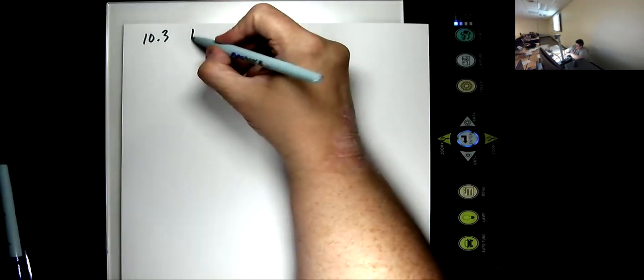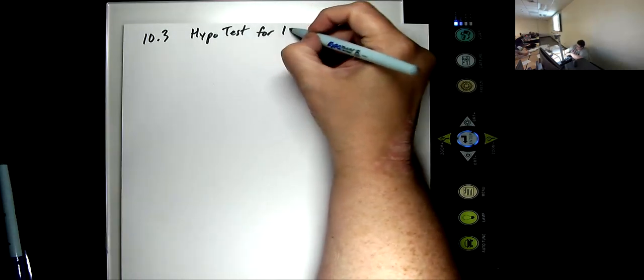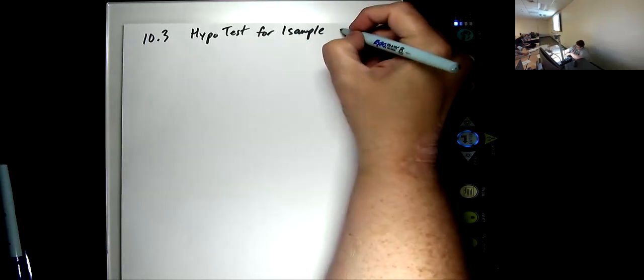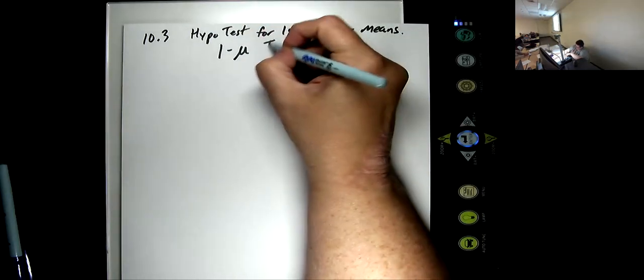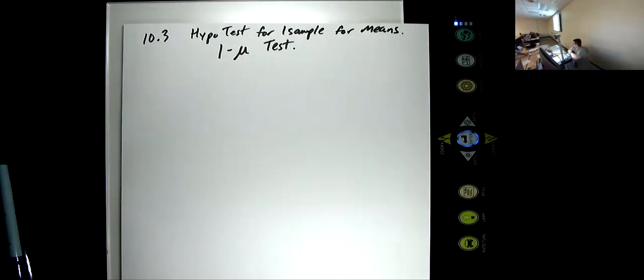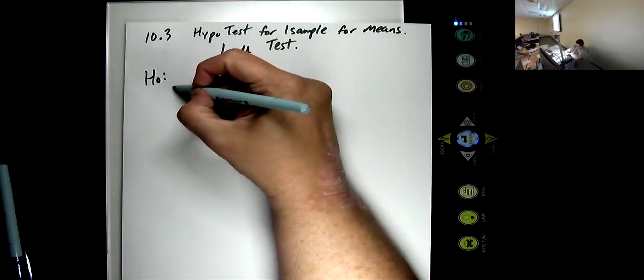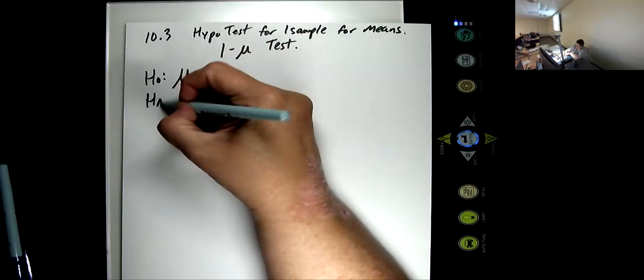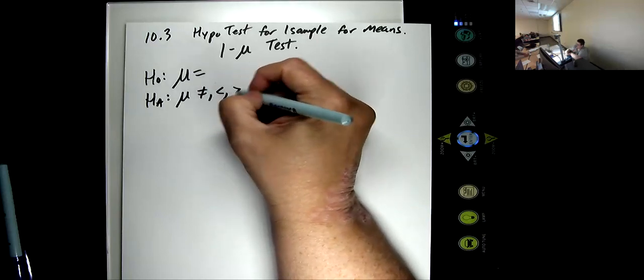So 10.3 is doing a one mean. 10.3 is doing a hypothesis test for one sample for means. I like to call this the one mu test. That like says it succinctly. Your information is H naught is mu equals something, and HA is mu doesn't. It's either not equal to, it's less than, or it's greater than.